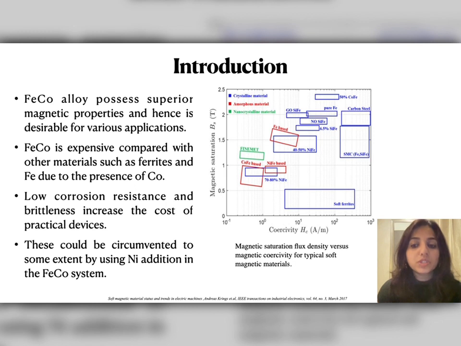Also, low corrosion resistance and brittleness increase the cost of practical devices due to additional anti-corrosion steps and difficulty with machining. These disadvantages could be circumvented to some extent by adding nickel to the iron cobalt system. From the figure, we can see that iron cobalt has the highest saturation magnetization and low coercivity, whereas iron nickel has moderate saturation magnetization and lesser coercivity. Thus, adding nickel to the iron cobalt system may result in desirable magnetic properties.